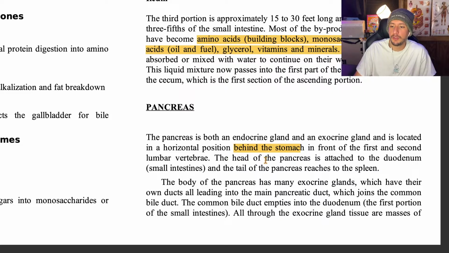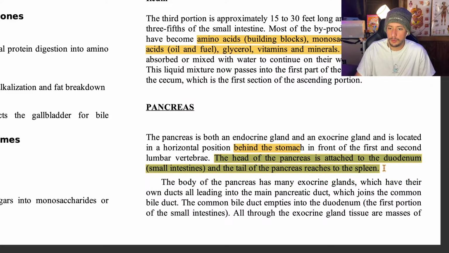All right, the head of the pancreas is attached to the duodenum, and the tail of the pancreas reaches to the spleen. That's good to know. Gives you a little more visual. Should we pull up a picture of the damn immune system?